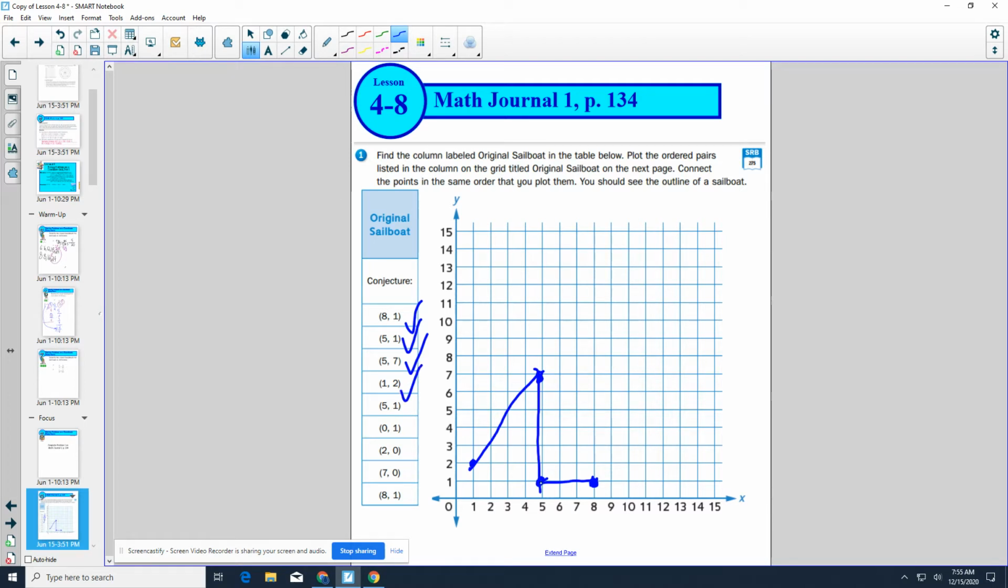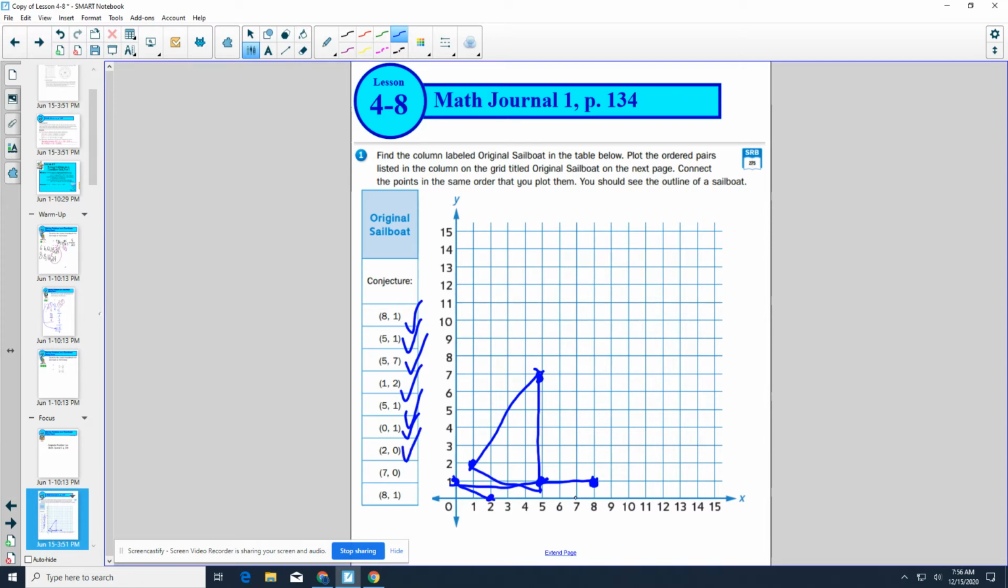And then over 5, up 1. So I already have that point, so I connect it. And then 0, up 1. So I go from that previous point. And again, you can start to see I'm getting a little bit off there with my drawing. Now, over 2, up 0. So I just go right there.